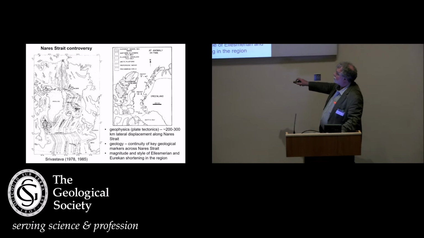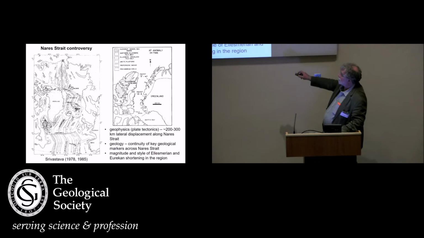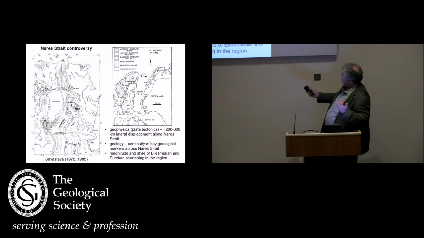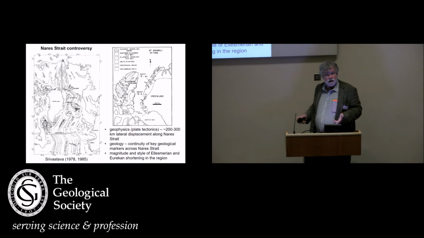Back in the 1970s, mainly Srivastava basically did what Chalmers and Oakey did more recently, looking at the available magnetic striping and plate tectonics, and came up with a reconstruction that looked a little bit like this. I think it's from his paper as well. So Nares Strait was quite big, but the geophysics was saying that there had to be a big lateral displacement along Nares Strait of maybe up to 300 kilometers. But the geology, although we don't have a very good picture of it here, was saying that the key geological markers were not particularly offset across Nares Strait. So that was the big Nares Strait controversy.